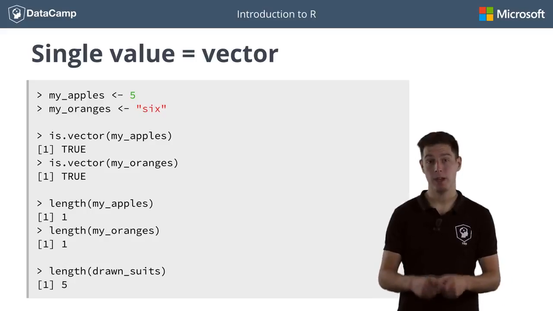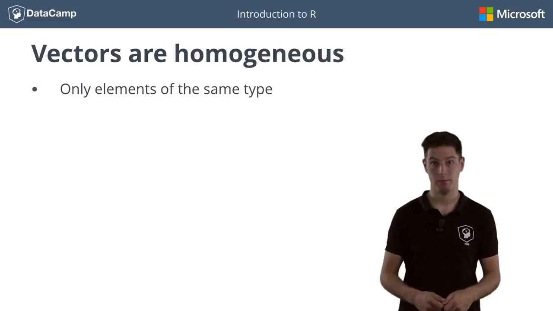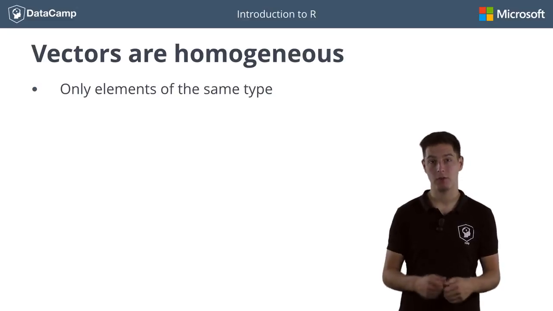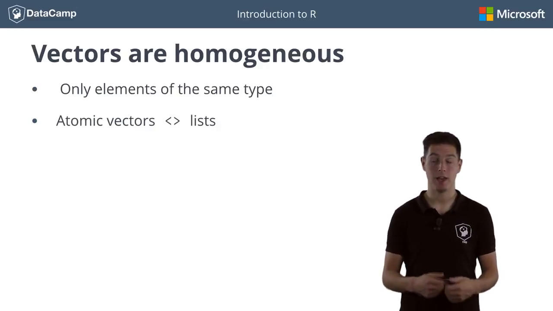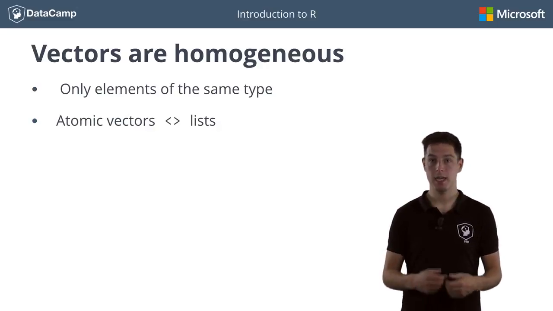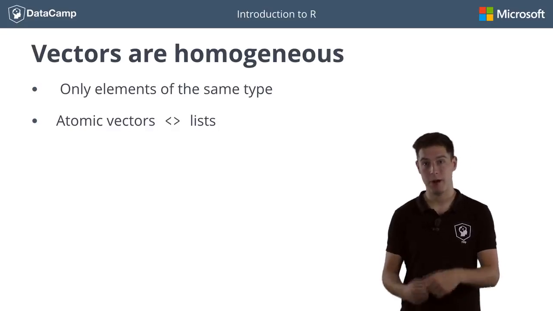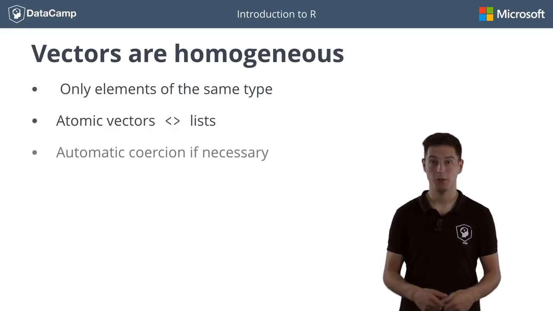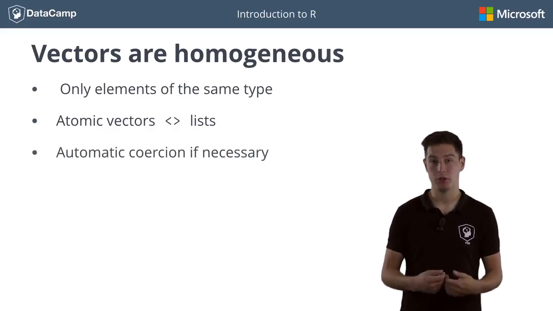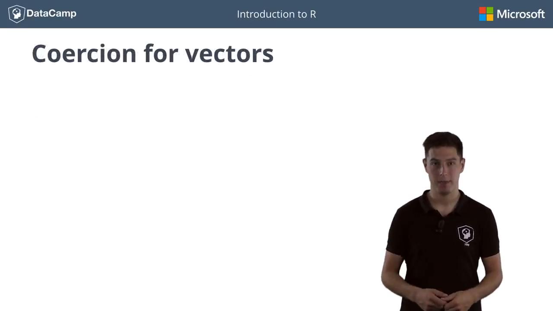The last important thing is that in R, a vector can only hold elements of the same type. They're also often called atomic vectors to differentiate them from lists, another data structure which can hold elements of different types. This means that you cannot have a vector that contains both logicals and numerics, for example. If you do try to build such a vector, R automatically performs coercion to make sure that you end up with a vector that contains elements of the same type. Let's see how that works with an example.